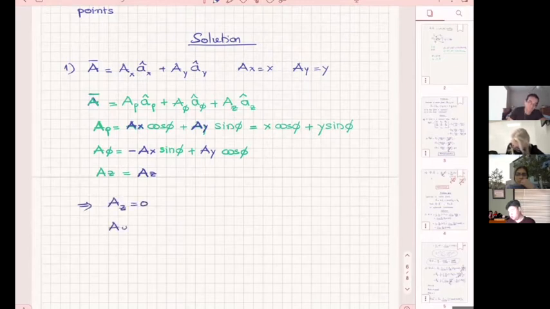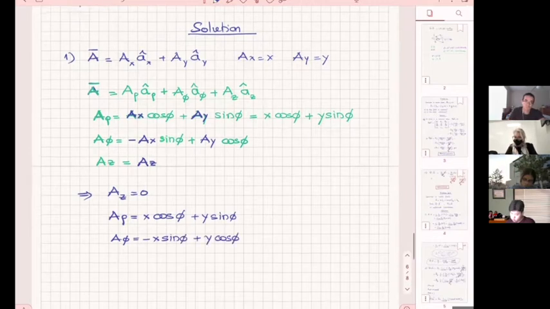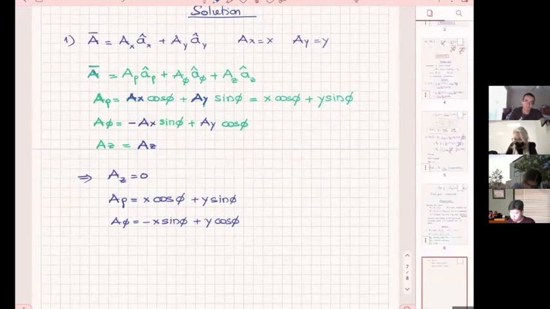We have A sub rho equals x cosine phi plus y sine phi. And we have A sub phi equals minus x sine phi plus y cosine phi. And then you can put them back here.